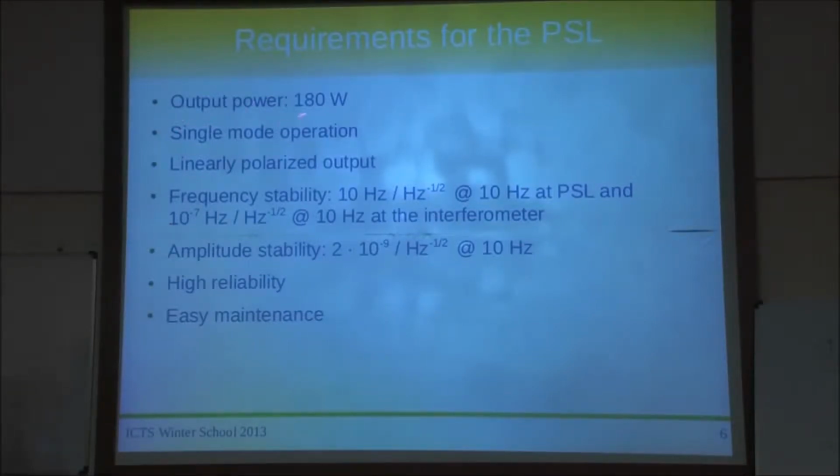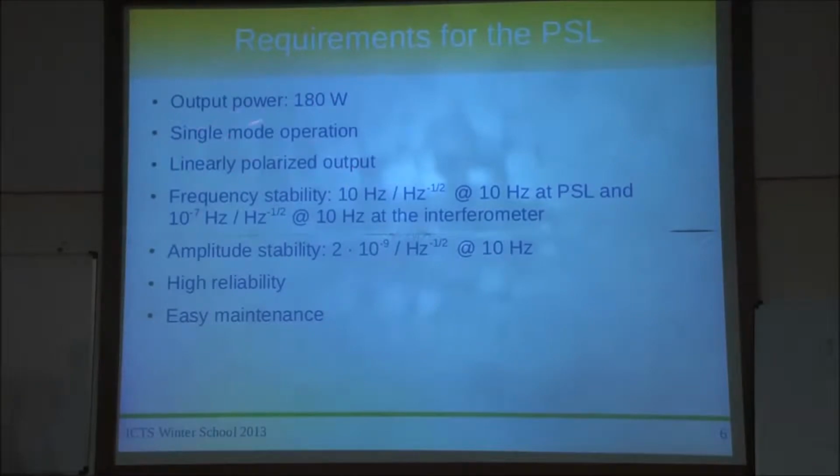For advanced LIGO, we want to have an output power of that laser of 180 watts. Before that, in enhanced LIGO, it was 35 watts. More output power helps in terms of shot noise from a certain frequency on, like 100 hertz or 200 hertz, I think. In that frequency regime, the signal to noise ratio goes with 1 over the square root of the power. So if we have more power sent through that instrument, that helps in terms of noise.